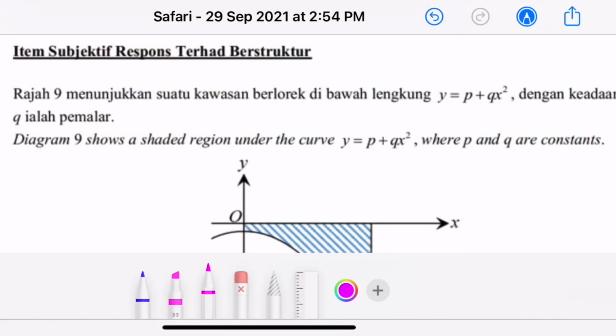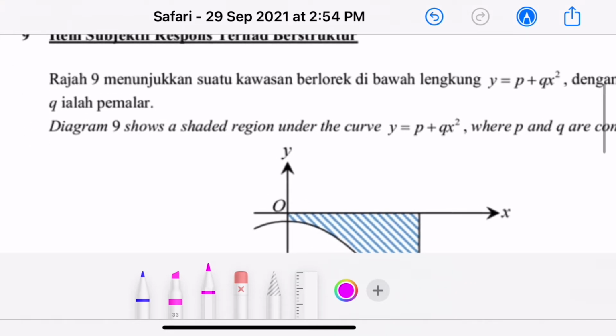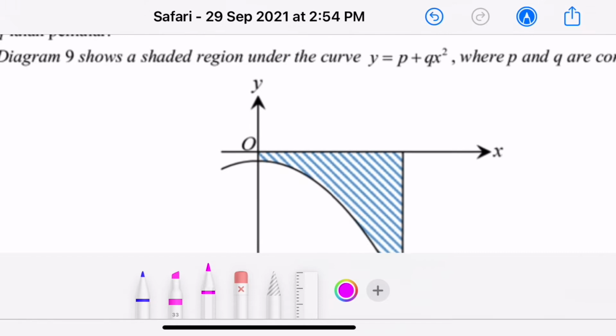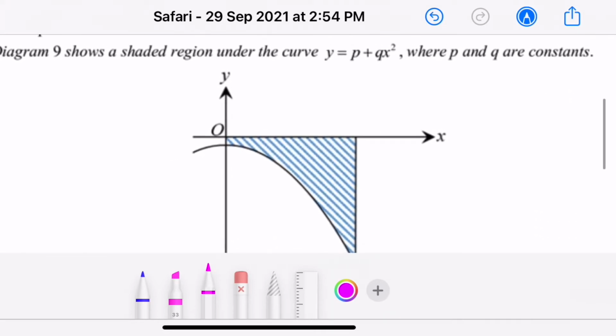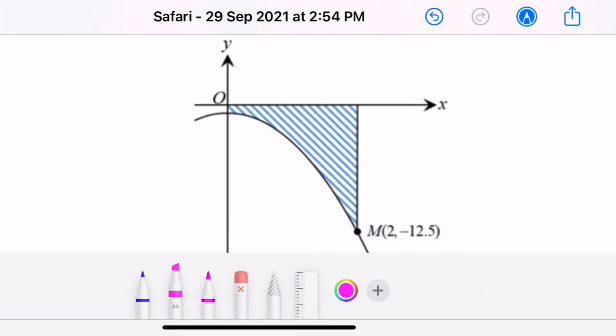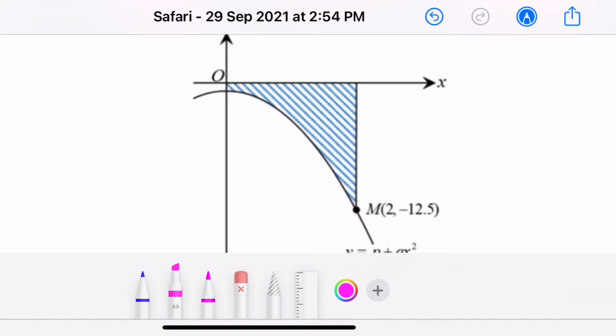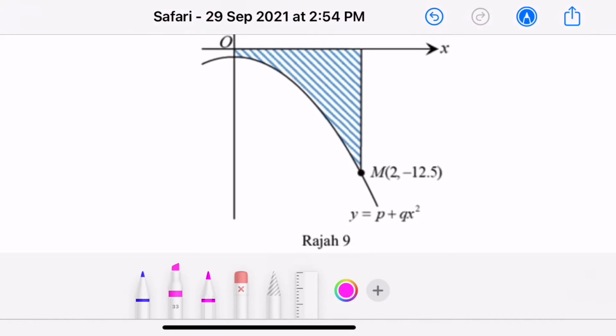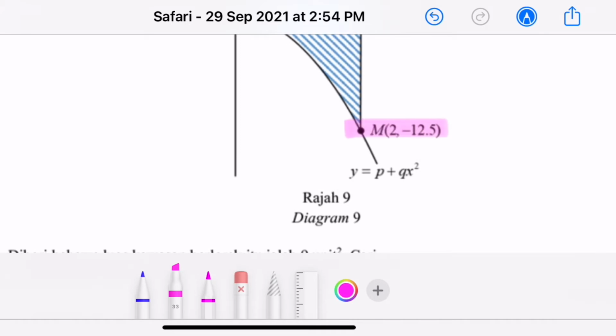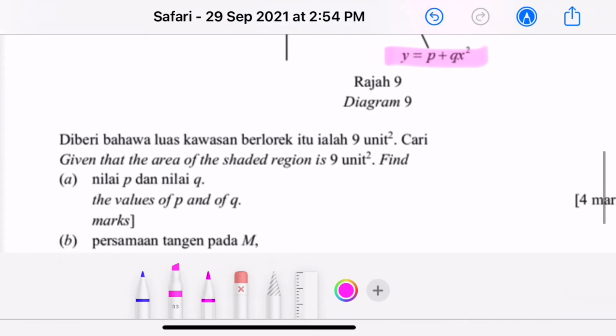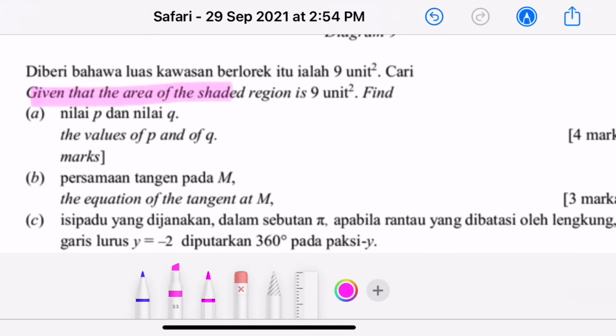Question number 9 is about integration, right? So let's have a look at it. Diagram 9 shows a shaded region under the curve y equals p plus qx squared, where p and q are constants. This is a curve and the area is under the curve. There's a point given and a curve given, right? Given that the area of the shaded region is 9 unit square, find the values of p and q.